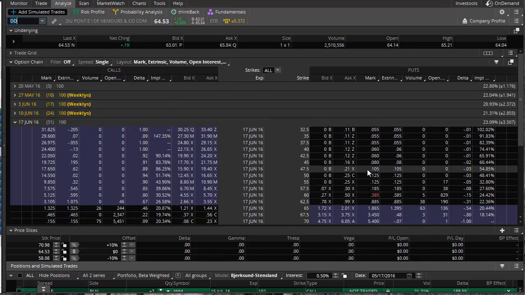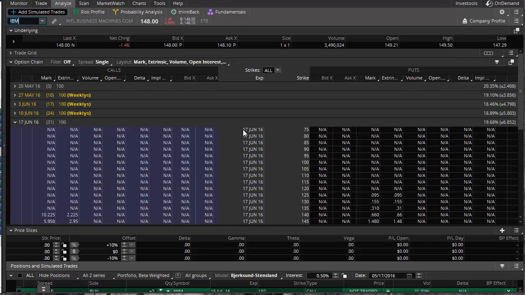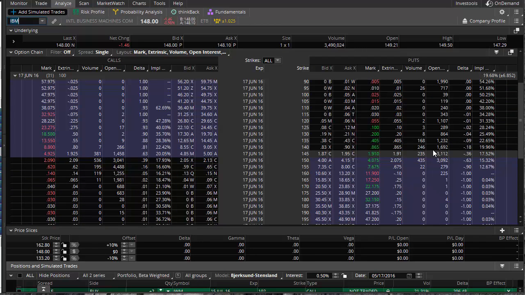what is this one? DuPont. DuPont has okay, but it doesn't have a lot. It gets out of the money pretty quick. You could look at IBM as a good one. There's lots of volume, lots of open interest.